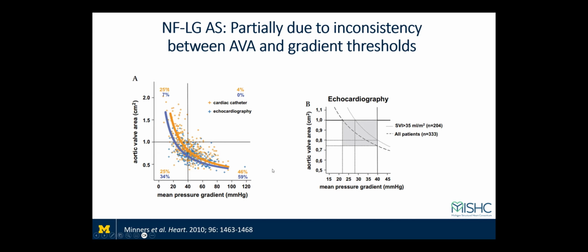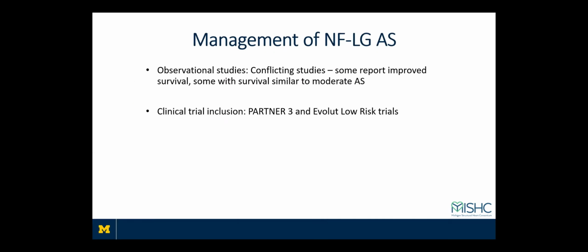And looking at echo and specifically at patients who had a normal flow state by stroke volume index of 35 mL or more, shown in this small dotted line here, you can see that when patients have an aortic valve area of 1 centimeter squared, their average mean gradient would be about 28. And it's not until patients have an aortic valve area of 0.8 that they would have a mean gradient of 40. And so you can see that our thresholds are not entirely consistent with each other. And that creates this gray area between small aortic valve area and not severely elevated gradients.